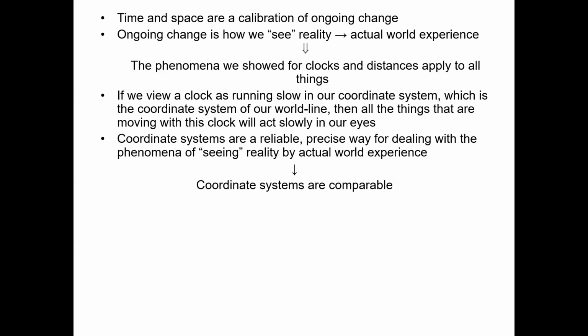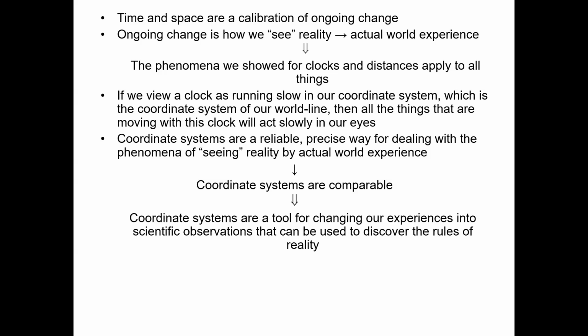Meaning that coordinate systems are comparable. We can put them one against the other. Coordinate systems are a tool for changing our experiences into scientific observations that can be used to discover the rules of reality. They describe our experience. So special relativity, which is the theory that tells us how coordinate systems relate to each other, is the theory that describes our experience of reality.